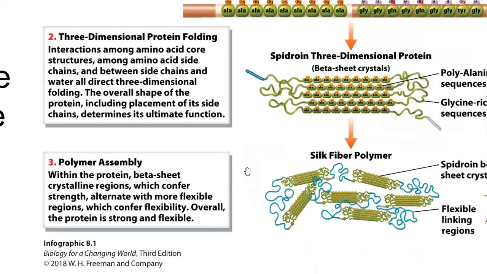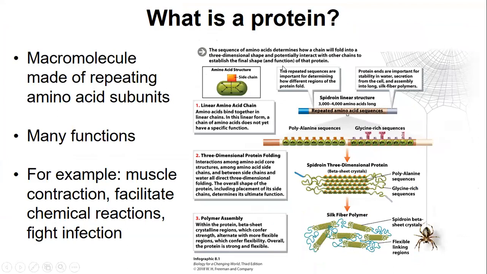Polymer assembly. Here we have what we went into, beta pleated sheets. We talked about this stuff here. So we're looking at the overall polymer assembly. So that's our recap of what a protein is.